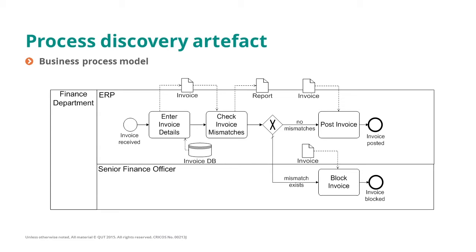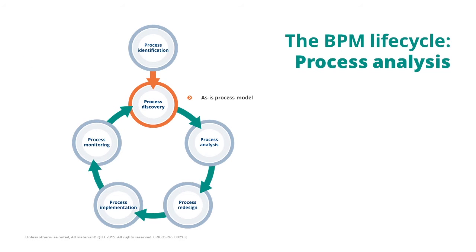We call it as-is because we do not try to put into this business process model any ideas of how to improve the process. We just capture the current picture of the process as it stands. The next phase in the BPM lifecycle after process discovery is process analysis. In this phase, we take the as-is process model and associated documentation that we gather during the discovery phase, and we use it to detect and quantify weaknesses in the business process, which we will call issues.